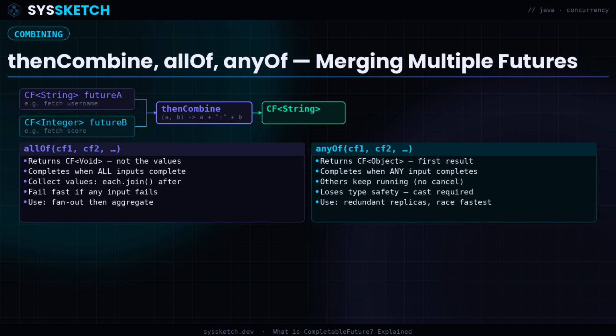anyOf is the complement. It completes as soon as the first of its inputs completes, returning the result of whichever finished first. This is useful for redundant requests. Fire the same query at 2 replicas, take whichever answers first.